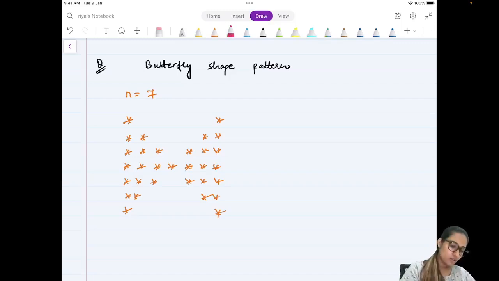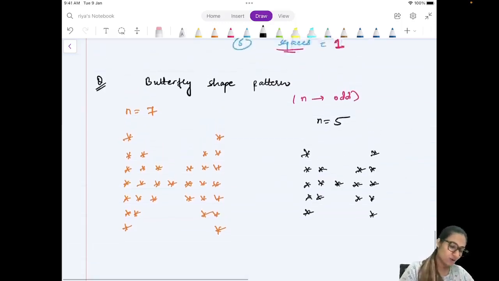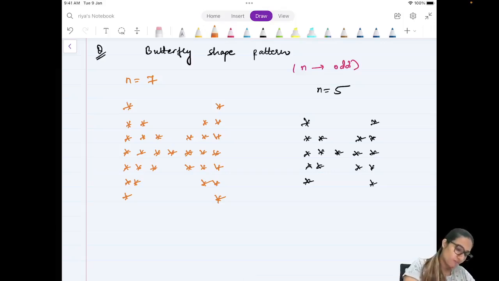Assume also over here that the input n will always be an odd value. For example, now if I give you n is equal to 5, this will be your output. Okay, again going back to the idea, for solving this pattern would be to kind of think of a matrix around this.